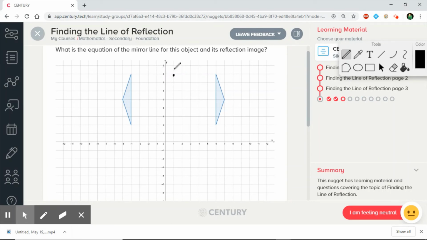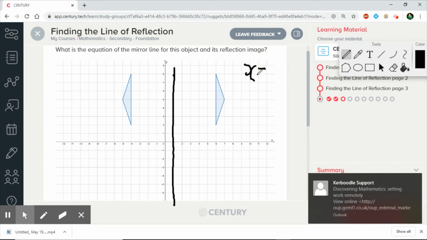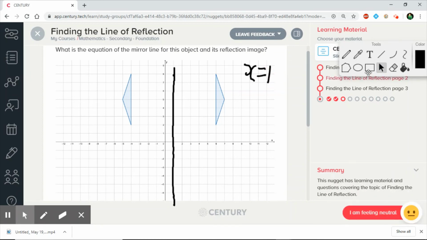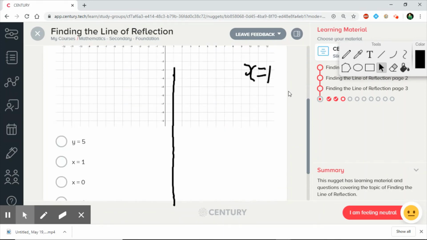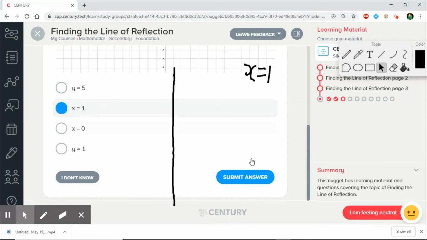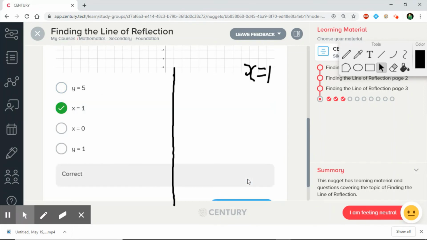Okay, so the mirror line, right? Again, I'm just very roughly drawing this. This is a line, it's vertical and it cuts through the x-axis. So this is my clue, it's going to be an x equals line. It's going to cut through the x-axis at 1. And if you're cutting through the x-axis at 1, you are the line x equals 1. Which, as we can see, is one of our options, which is always a good sign.